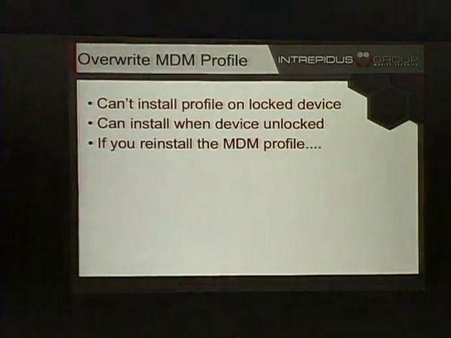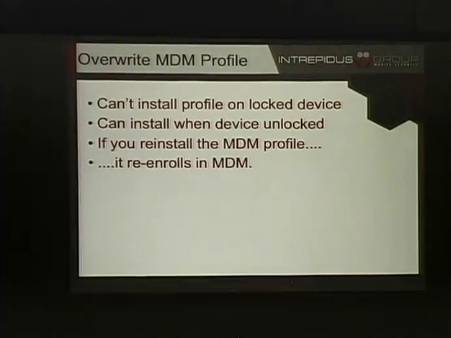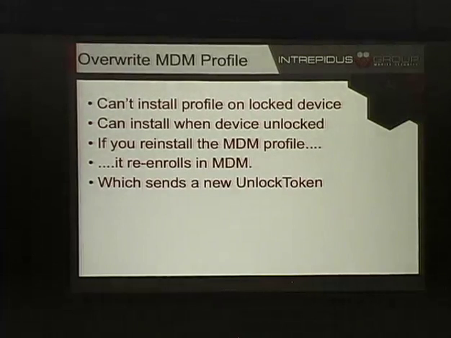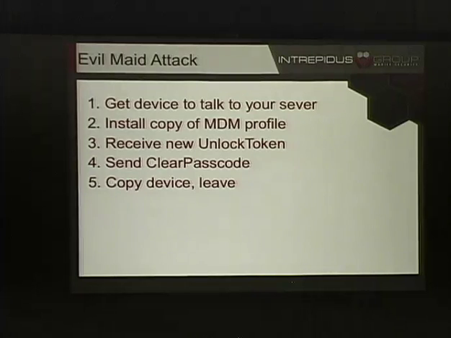You can't install a profile on a locked device, but you can install when the device is unlocked. Turns out if you find the original MDM profile, which I mentioned before was a concern, and you reinstall that, it will re-enroll in MDM, which causes a new unlock token to be sent. So I think you can have an evil maid attack, which, if you remember, that's a way you can get past full disk encryption. You get the device to talk to your server, get a copy of the MDM profile, force that installed on your new device, you get the new unlock token. Now you can send in a clear passcode, you pick up the device, slide the thing, and you're in.